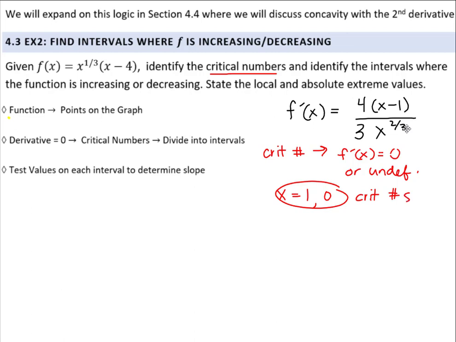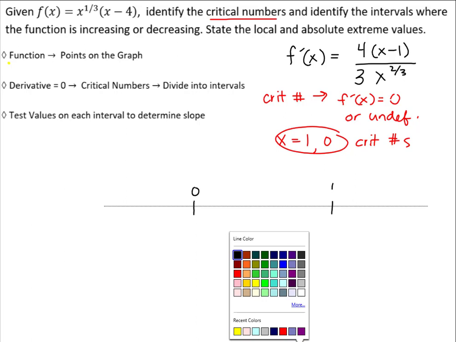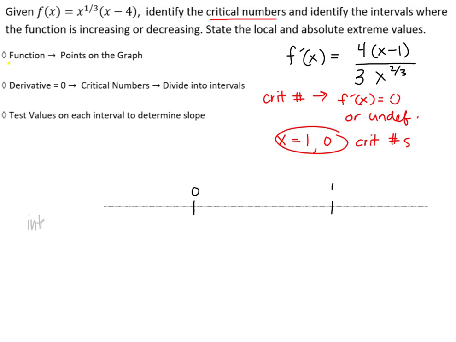Now at this point, we're going to take those critical numbers and we're going to put them on a number line, and this is where we get into the testing. And those 2 critical numbers are going to divide my number line into 3 separate intervals. So I'm going to plot x equals 0 and x equals 1 on my number line. And of course, as I said, this breaks that number line into 3 intervals. We have negative infinity to 0, we have 0 to 1, and then we have 1 to positive infinity.